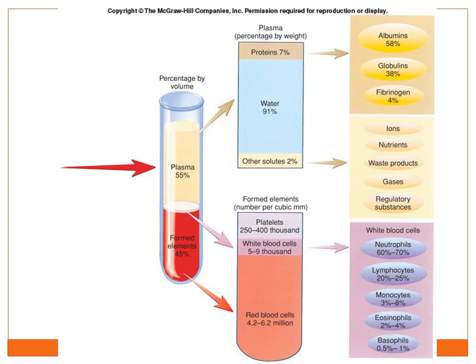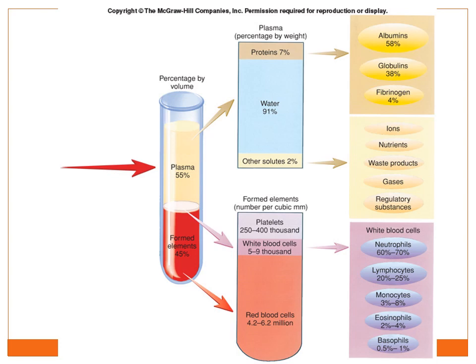So if we look at the proteins, we have three types of proteins in plasma. The most common is albumin, but we also have globulins and fibrinogen, and we'll look at the functions of these different proteins further on in the PowerPoint.